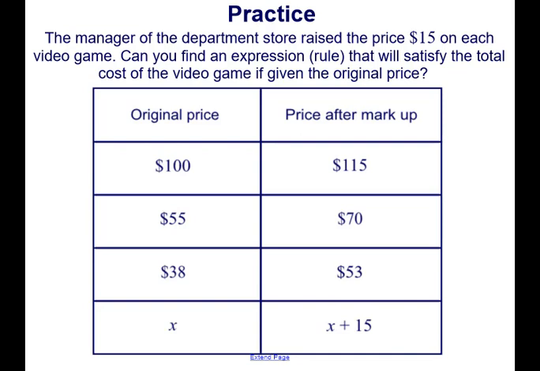Each time, like we saw before, you're taking the original price and you're adding the 15 because it's being raised that high. So the rule, the expression we can give is that if you have an input of x, you would do x plus 15 to find that price after markup, to find the output. An input of x and an output of x plus 15. That would be our rule.